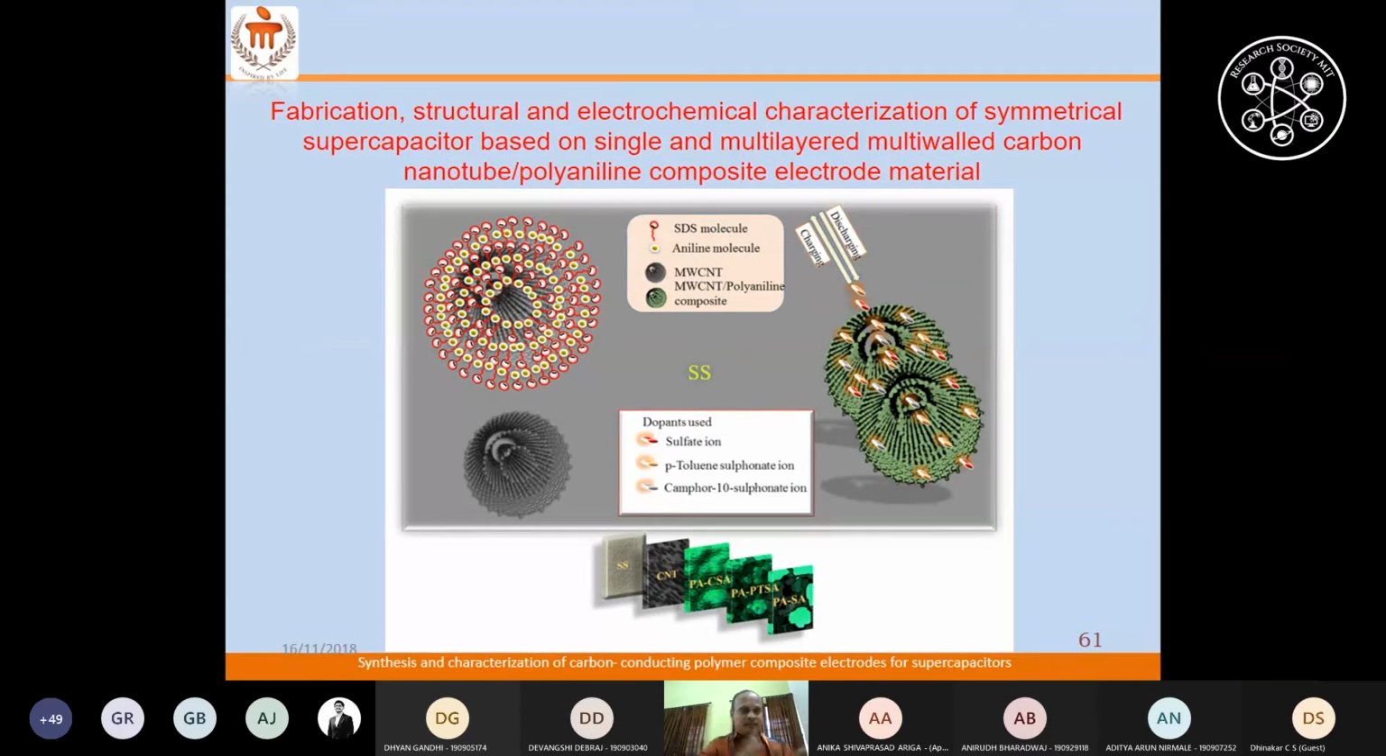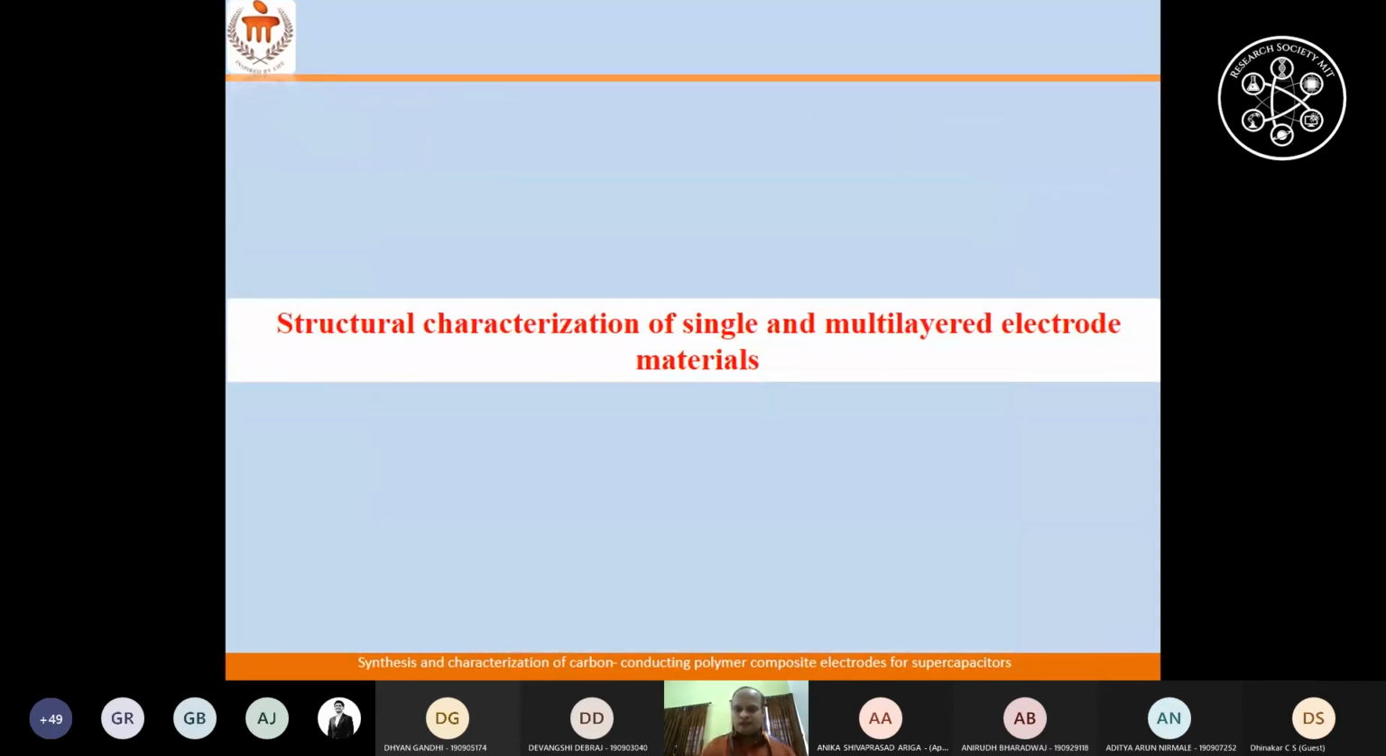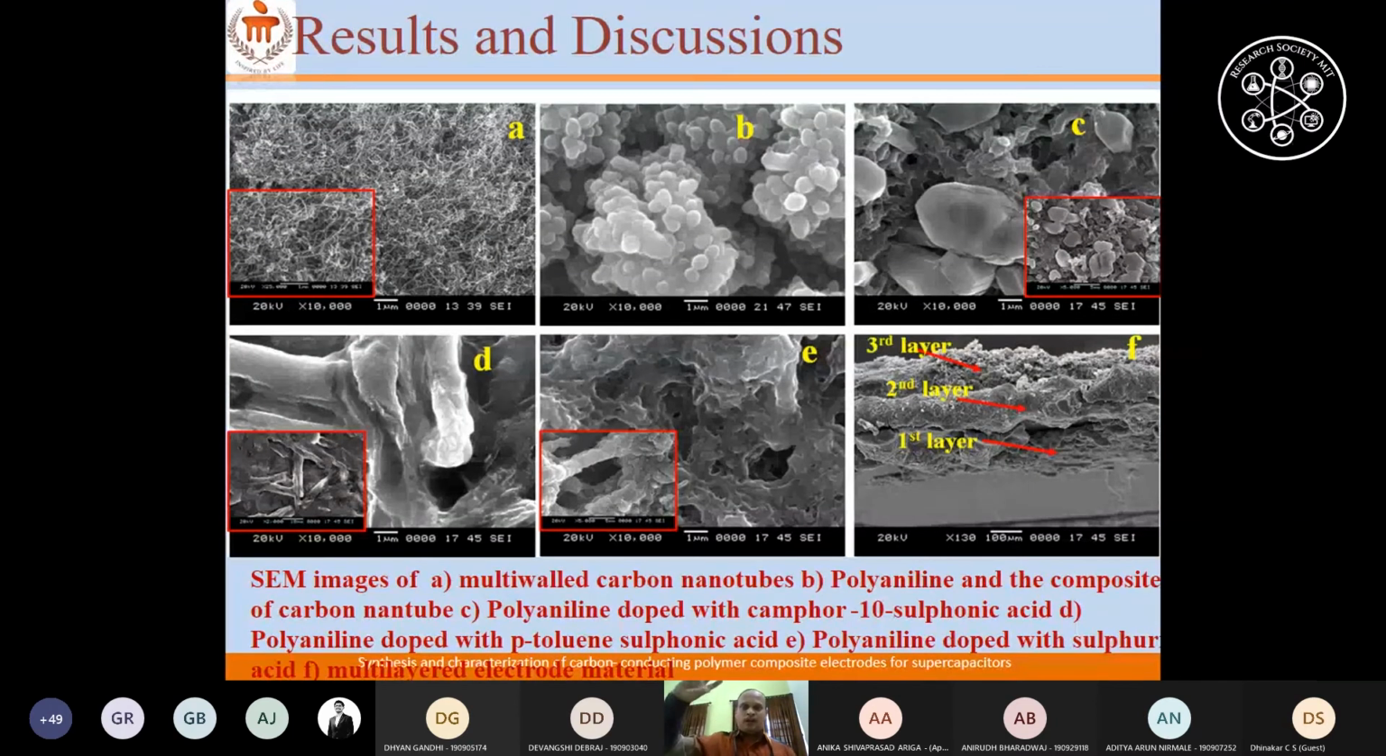Next, the same composites we did for the electrode material. Of course, you might know one of the faculty, Soumya, she did her PhD under my guidance. That time we did this work. We took multi-walled carbon nanotube and deposited the conducting polymer. So two different materials act as a composite, and it acts as a good electrode material for batteries and supercapacitors. And in that multi-layer electrode, first we took polyaniline in camphor sulfonic acid, and next one more acid and one more acid.